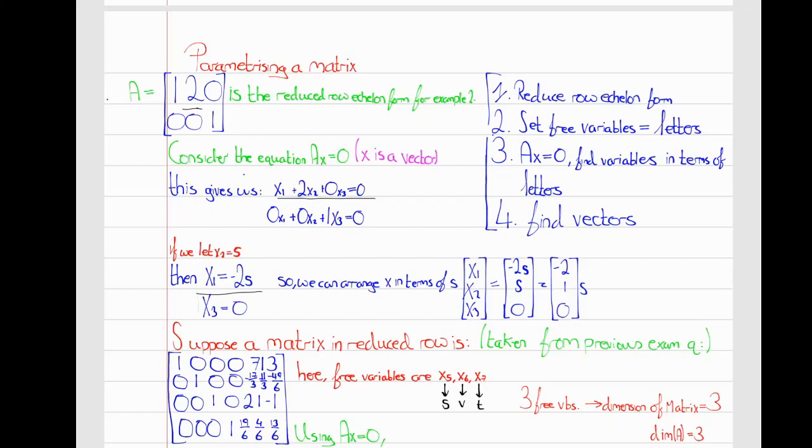So now, we can rearrange the vector x1, x2, x3 in terms of s. We can write that as x1, x2, x3 is minus 2s, x2 we defined as s, and x3 we know is 0. So now we have a vector completely in terms of s, so we can write x1, x2, x3 as the vector s times minus 2, 1, 0.